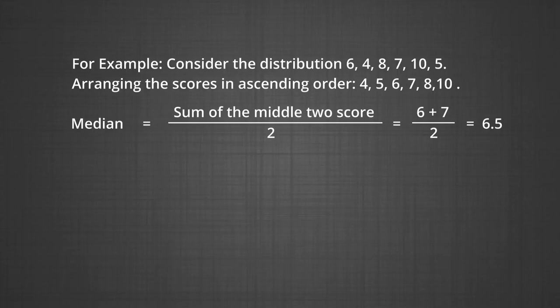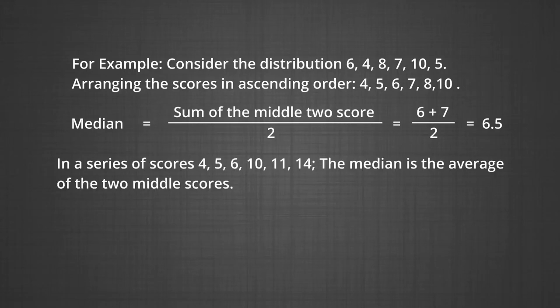This convention applies even if the scores near the median are not adjacent. For example, in a series of scores 4, 5, 6, 10, 11, and 14, the median is the average of the two middle scores. Now, median is equal to (6 + 10) / 2 = 8.